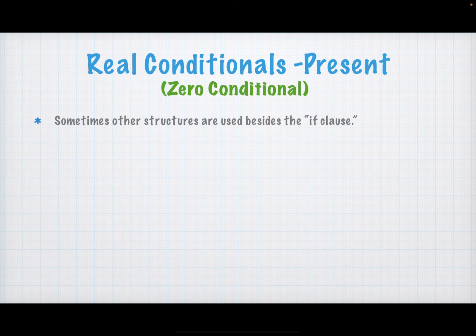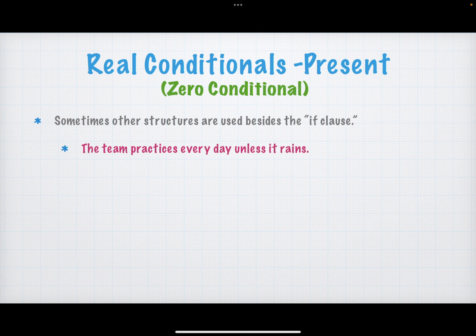Sometimes other structures are used besides the if clause. If is the most common connector that we use with conditionals, but there are some other connectors that you can use as well. The team practices every day unless it rains. Unless is a connector that means except if, meaning in every other situation, we practice as a team, except if it rains.